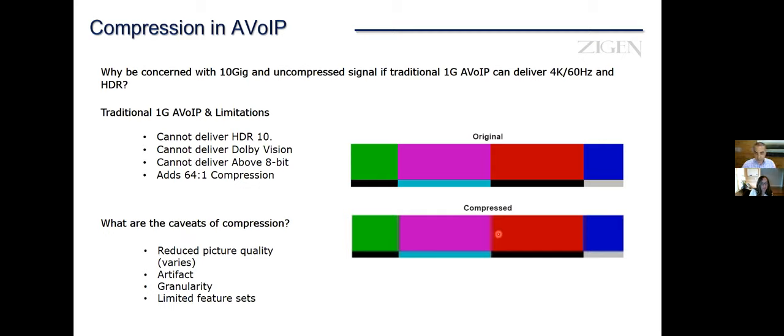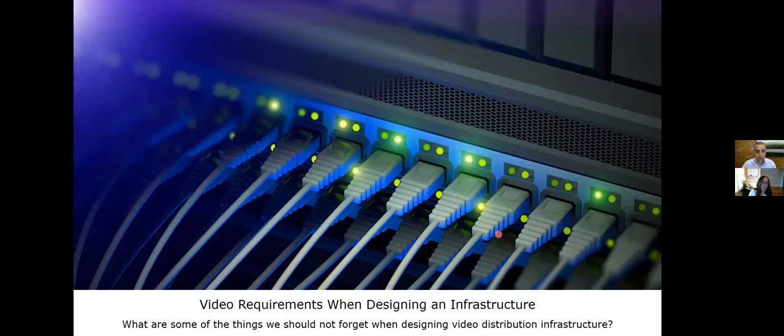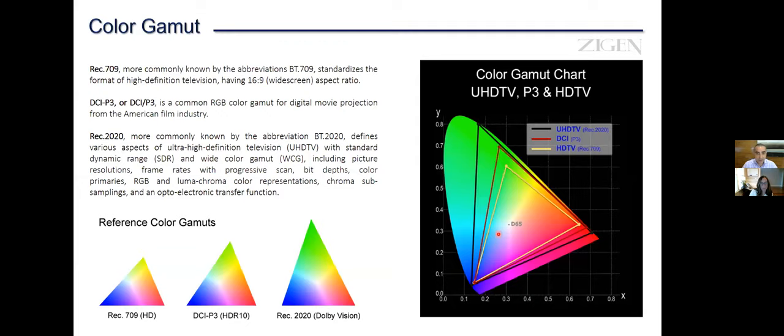With that in mind, we want to dive into our next chart. We're going to talk about video requirements when we're designing our infrastructure. What are some of the things that we should not forget when designing a video distribution infrastructure? One thing we always talk about is our color gamut. Here it shows what's available to the human eye. This is what the human eye can see, all the colors that we could see.